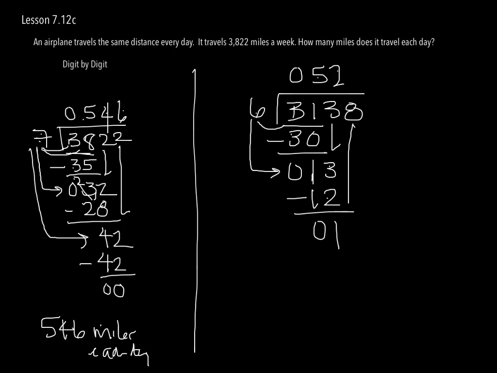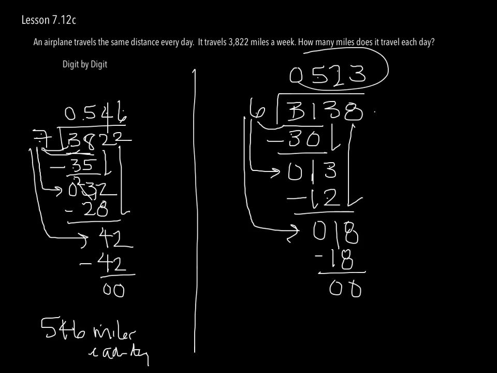And then I'm going to bring down the next number, which is an 8. Once again, we repeat the process. How many times does 6 go into 18? 6, 12, 18. Oh, that works out perfectly. So the answer is 3. Put the answer on top. Multiply. 6 times 3 is 18. Put the answer on the bottom. Subtract. And no more numbers to bring down. So our answer is 523. So those are 3 different ways of looking at division.